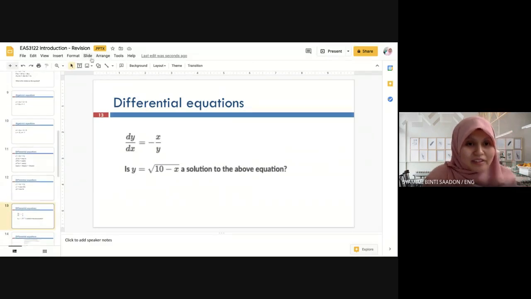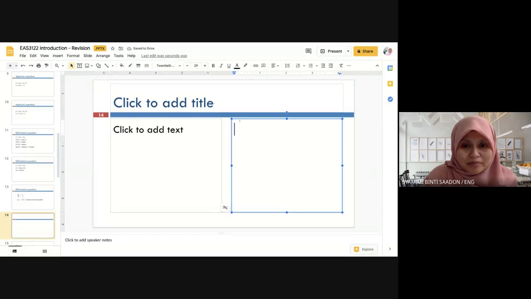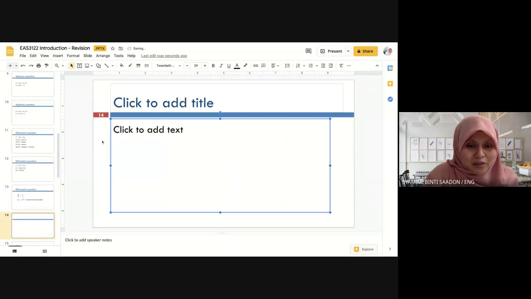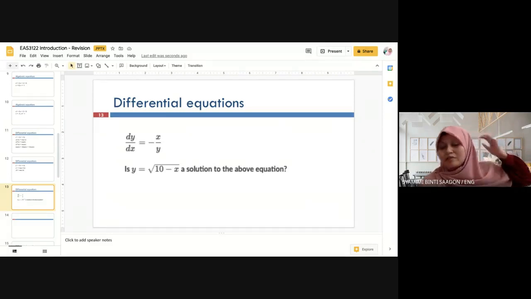Okay, kita buat new slide. Try to do that first. I give you 2-3 minutes to sketch or calculate on your A4 or anything. Try to fill in. You have to differentiate y first so that you get dy/dx, and fill in the dy/dx, the derivative, and the y function here. So we check whether it is true or not.